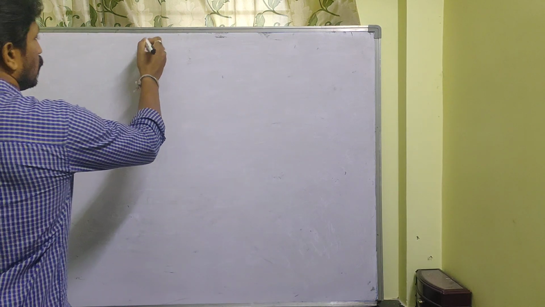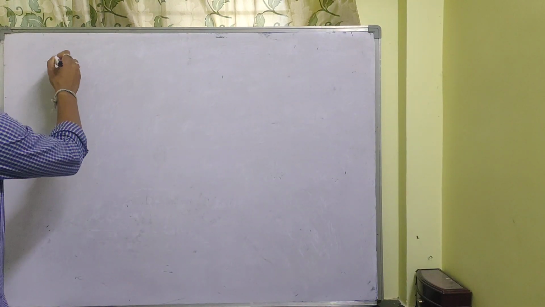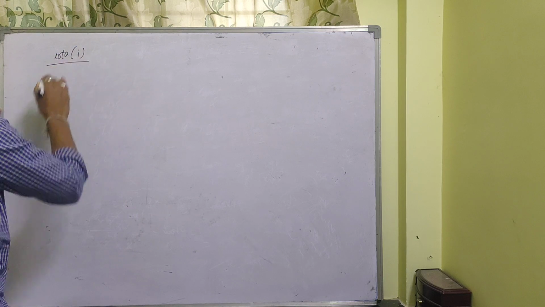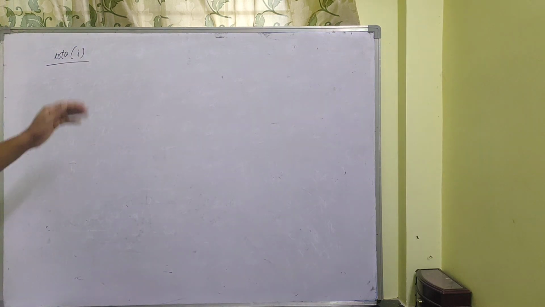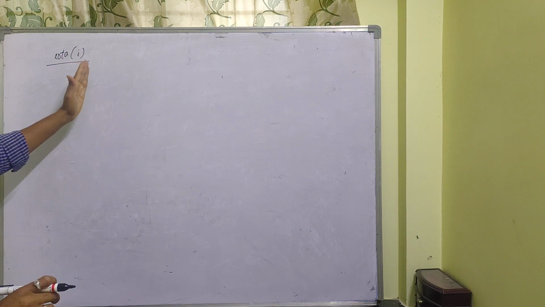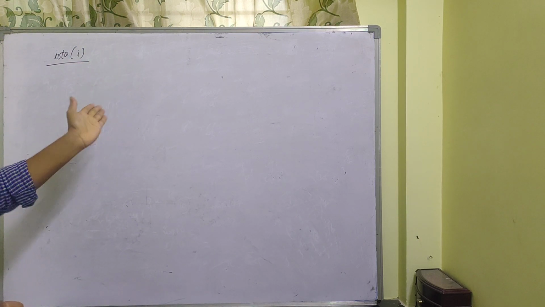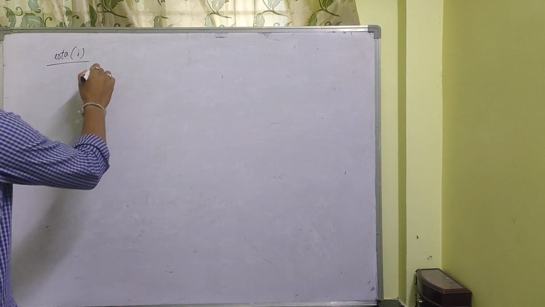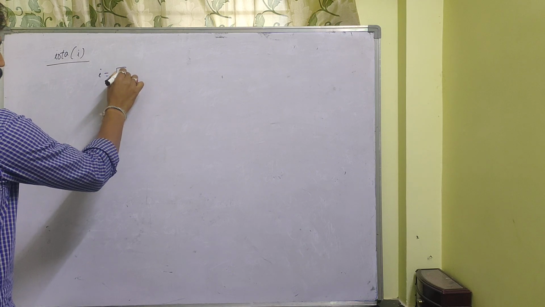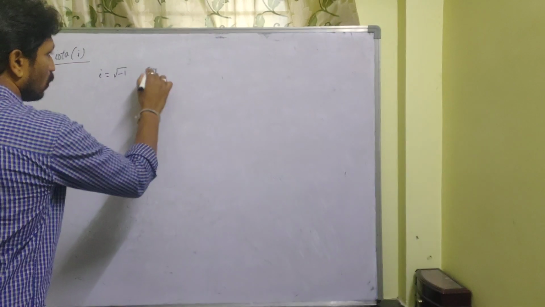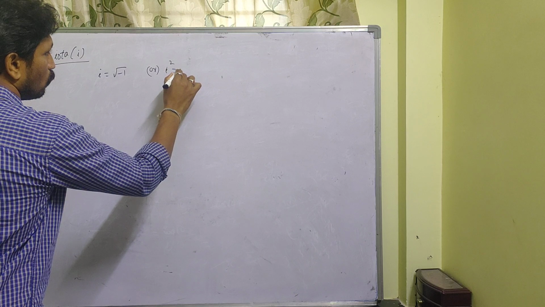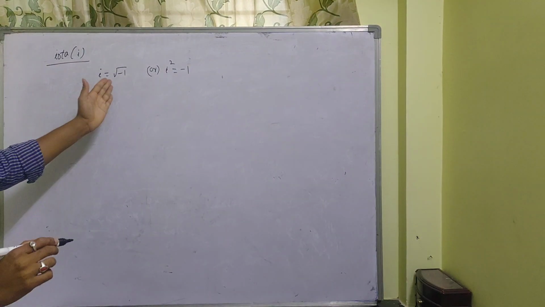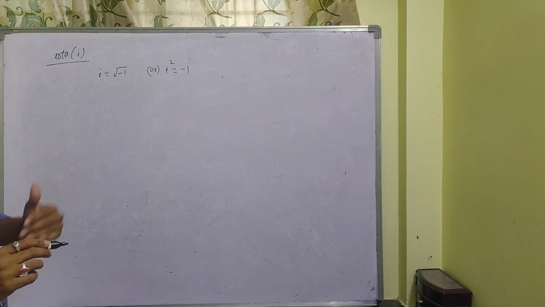See, complex numbers are developed by iota, i. After the invention of iota, the real number system was extended to complex numbers. Clear? Here, this i is nothing but root over minus 1, or i square is equal to minus 1. Remember, i is equal to root minus 1, or i square is equal to minus 1.